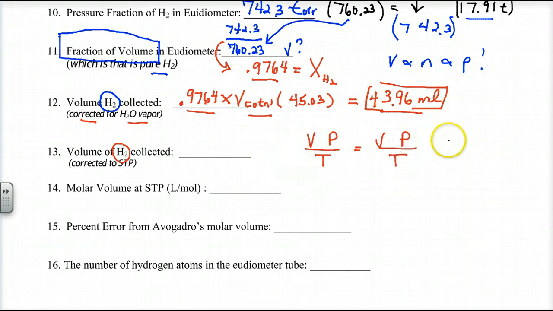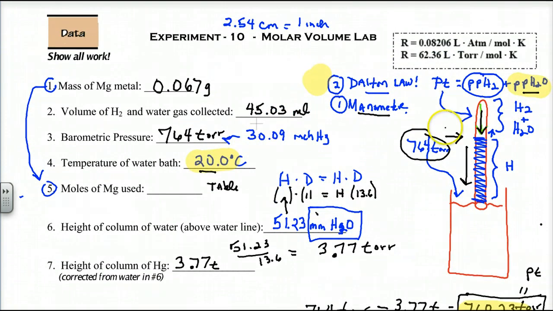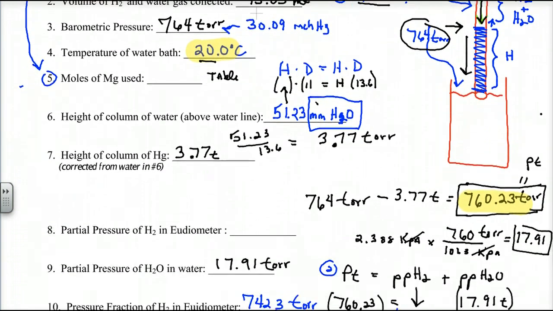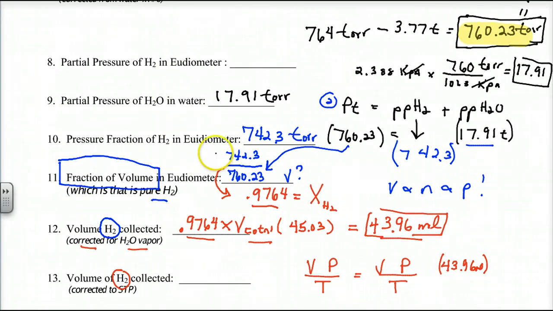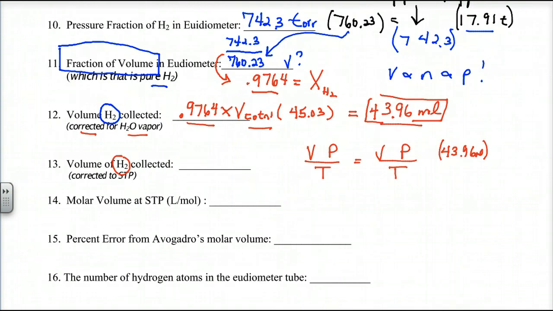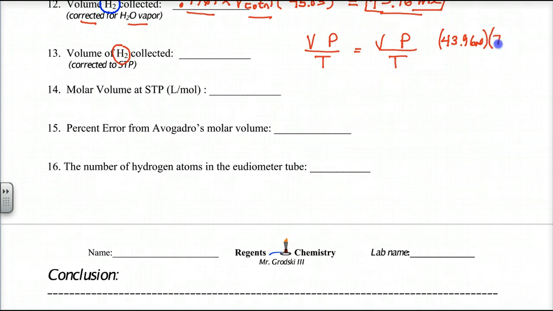So I want to find the volume. Currently I have 43.96 milliliters. The pressure that this gas is currently under, in this container, is going to be the total pressure. Total pressure was 760.23. It looks like I erased something here. The partial pressure is 742.3 for water, but 760.23 is my total pressure. And my temperature was 20 degrees Celsius.